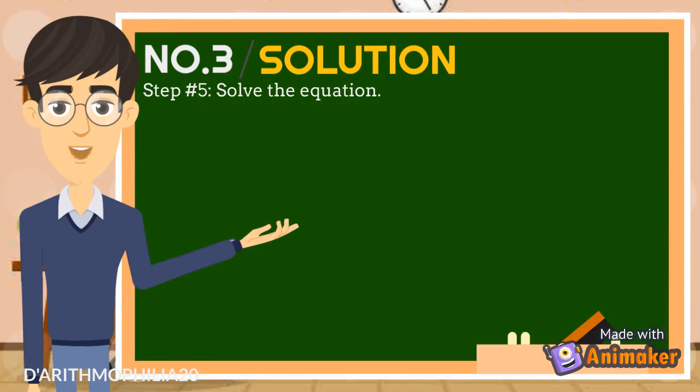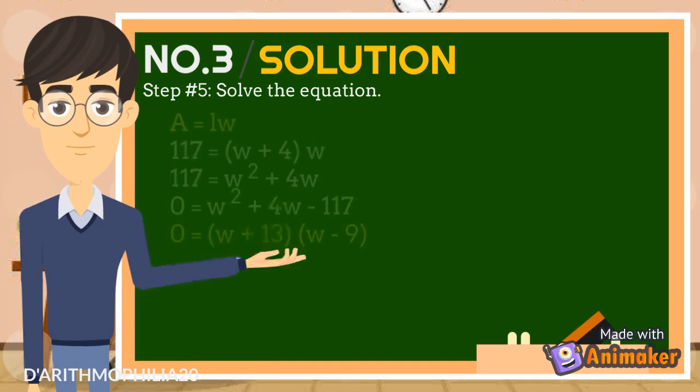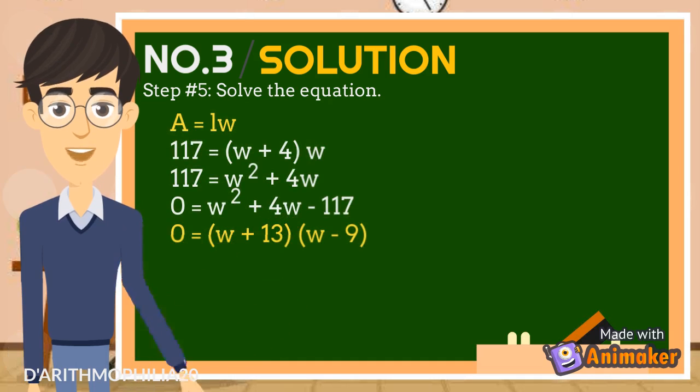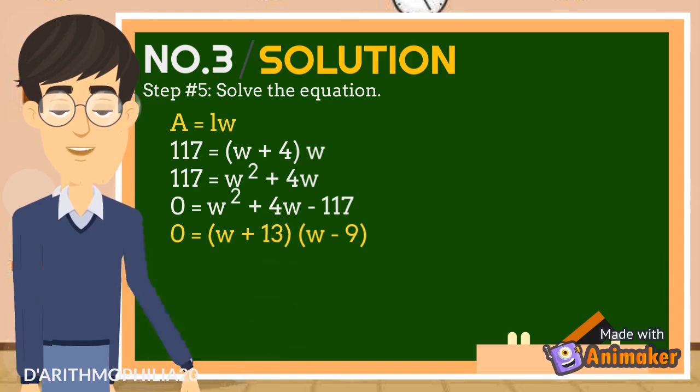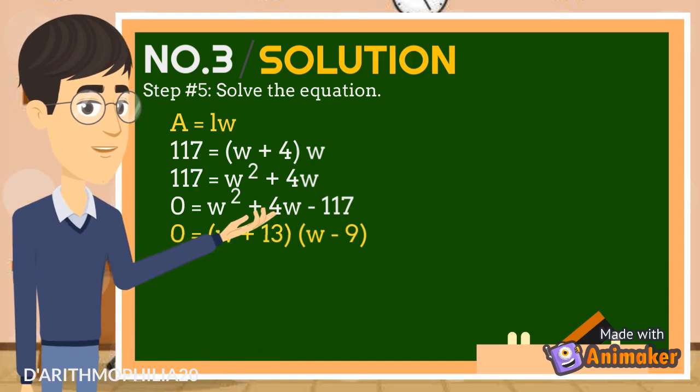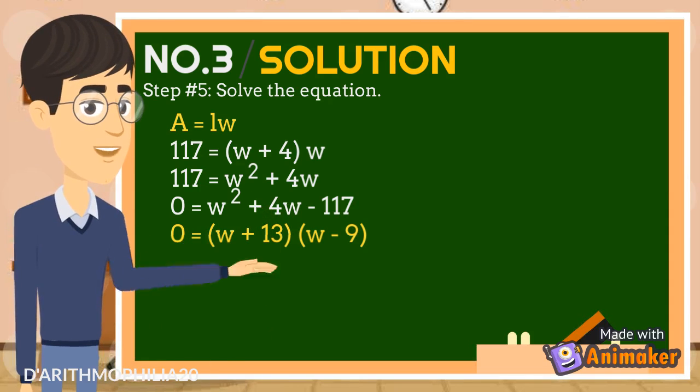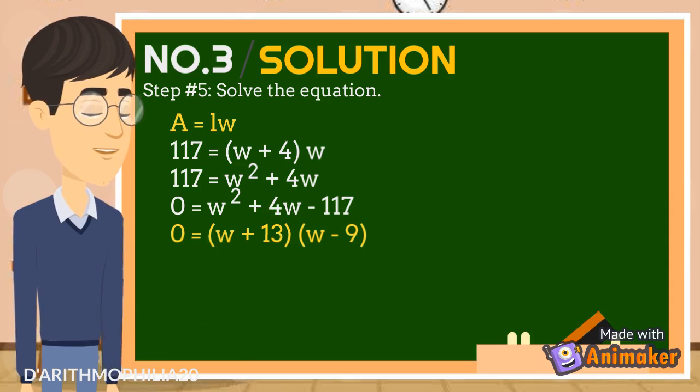Step number 5, using our working equation, we will now start solving for the missing values. Simplifying 117 equals the quantity of W plus 4 times W, we can have the equation 117 equals W squared plus 4W. Next, we will transpose 117 to the other side of the equation. We now have 0 equals W squared plus 4W minus 117. This equation has the factors of quantity W plus 13 times the quantity W minus 9.